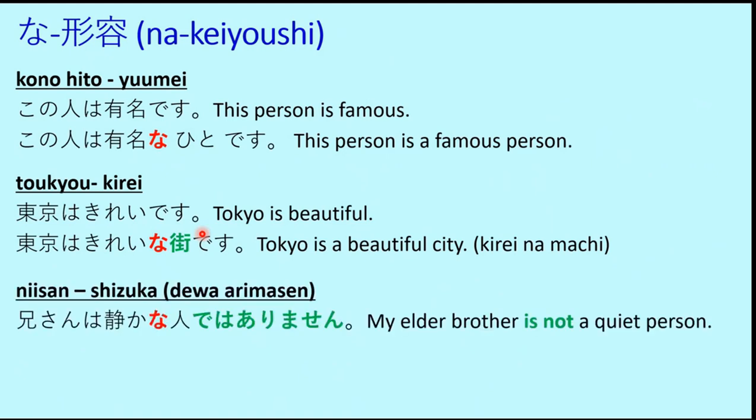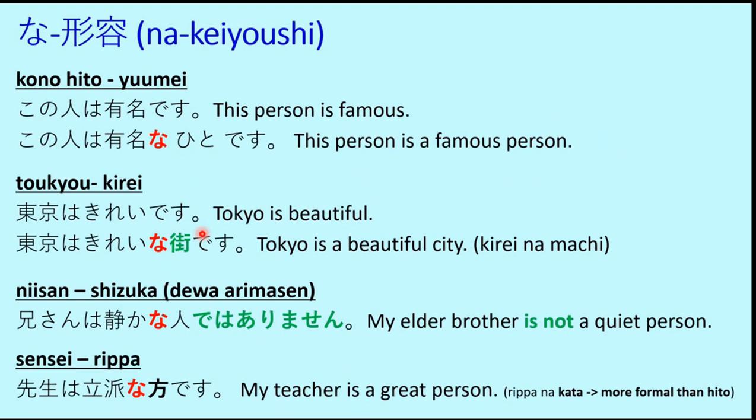Ni-san. Ni-san means elder brother. So ni-san wa shizuka na hito de wa arimasen. So now we move into the negative meaning using adjectives. So the negative of this is de wa arimasen, which we have learned earlier. So ni-san wa shizuka na hito de wa arimasen means my elder brother is not a quiet person. So, ni-san wa shizuka na hito desu. That means my elder brother is a quiet person. And now, de wa arimasen means is not a quiet person.